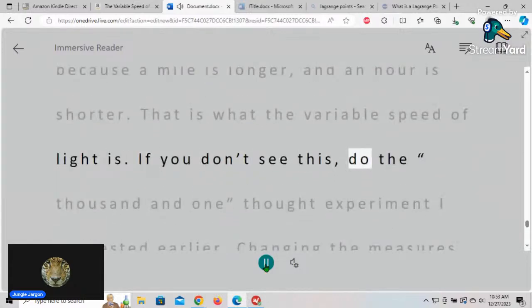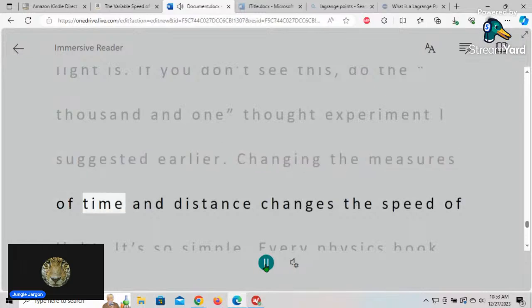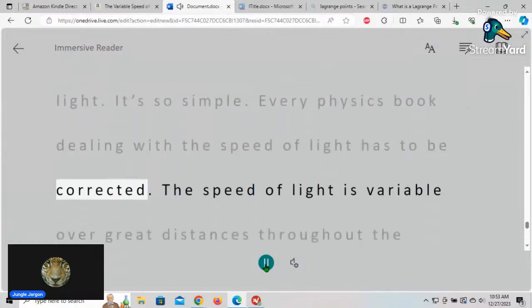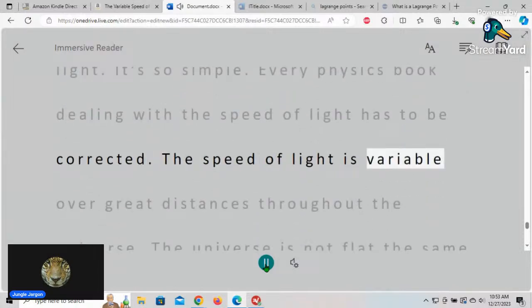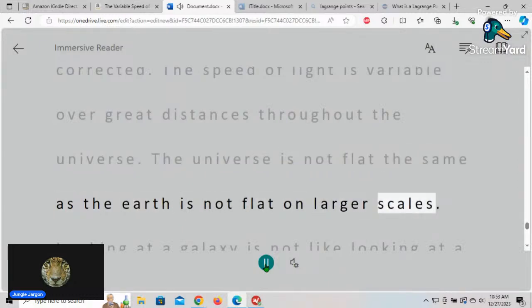If you don't see this, do the 1001 thought experiment I suggested earlier. Changing the measures of time and distance changes the speed of light. It's so simple. Every physics book dealing with the speed of light has to be corrected. The speed of light is variable over great distances throughout the universe. The universe is not flat, the same as the Earth is not flat on larger scales.